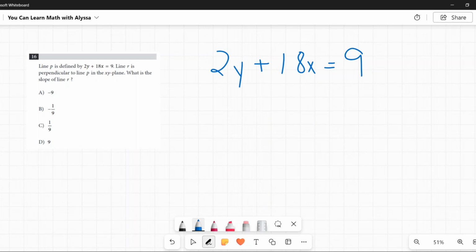Parallel lines, perpendicular lines, those are the two you need to memorize. If you have parallel lines, their slopes are identical. So if this one has a slope of 3, that one has a slope of 3. Always. Doesn't matter where they are, what angle they're going, their slopes are identical. Perpendicular lines that form right angles, their slopes are negative reciprocals.